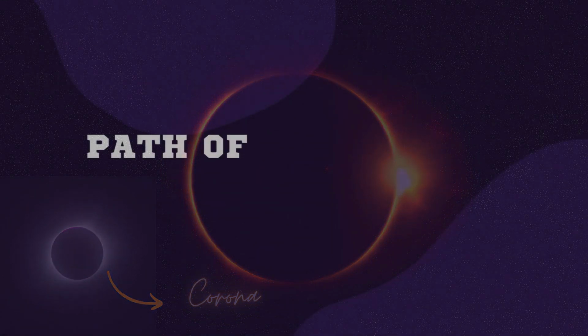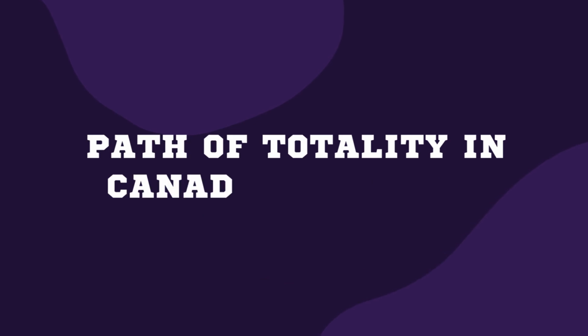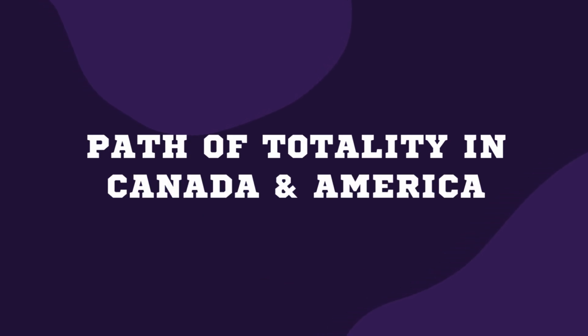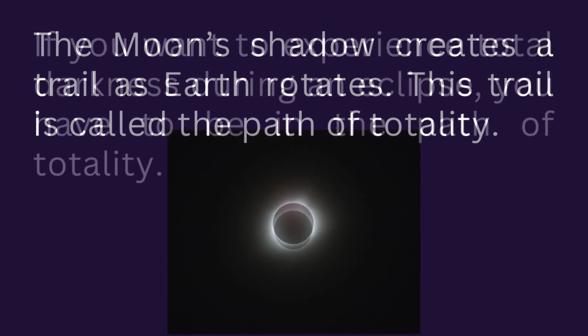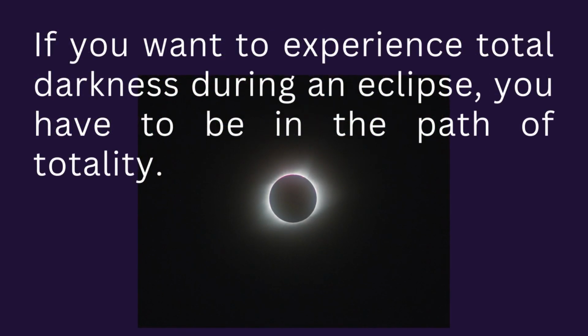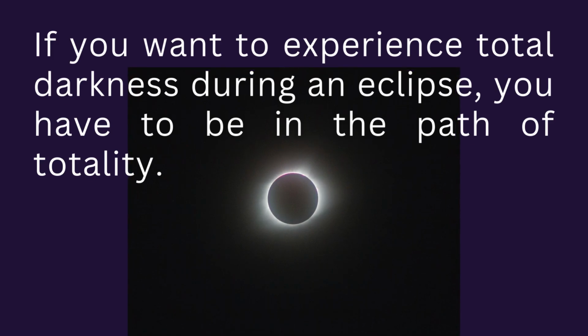Now let's see what this path of totality is. The moon's shadow creates a trail as Earth rotates. This trail is called the path of totality. If you want to experience total darkness during an eclipse, you have to be in the path of totality.